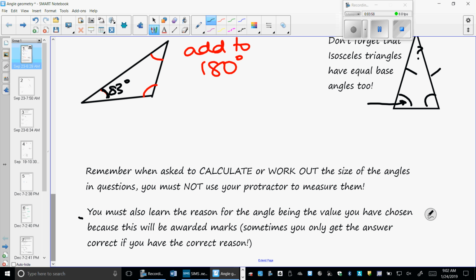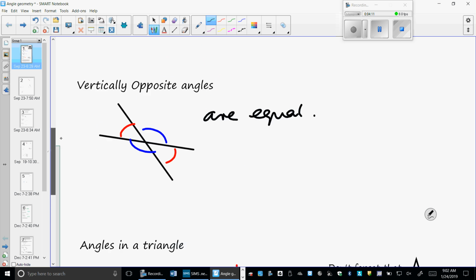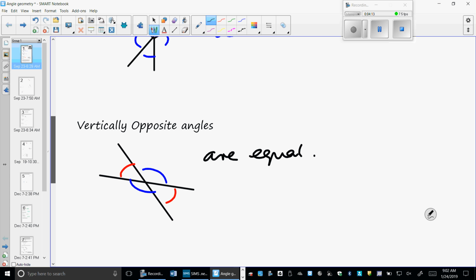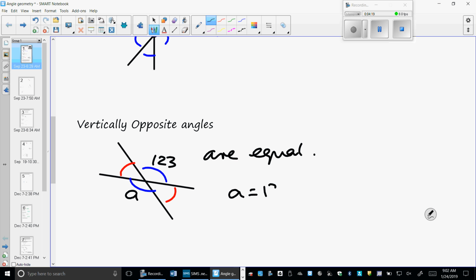I've said here, you must also learn the reason for the angle being the way it is. Sometimes there will be questions where they only allocate a mark if you've given the correct reason as well. So it's all well and good if they have this as being 123 and asked you what this value was. You could say quite happily A was 123, but if you didn't give a reason for it, then you're not going to get that mark.